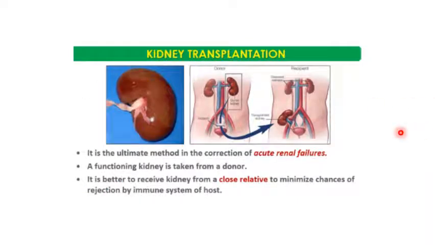The next option is to have a kidney transplant. This is the ultimate method for correction of acute renal failures, where a functioning kidney is taken from a donor and it is given to a recipient. It is better to receive the kidney from a close relative, because if the kidney is not matching, then our body will think that something foreign has entered our body and it will try to kill it. So, to avoid this rejection, people generally have to match the kidney before taking it from any donor. And if the donor is a close relative, then there are less chances of the body rejecting this kidney.